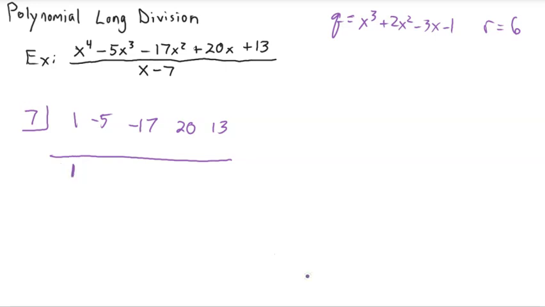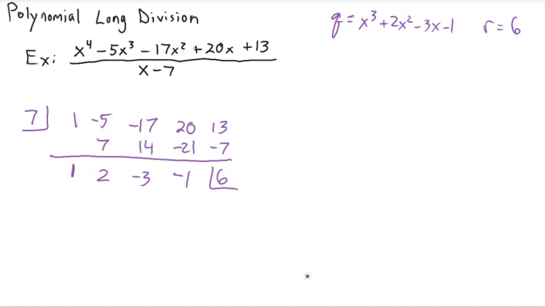1 times 7 is 7. We'll put that under the negative 5. Negative 5 plus 7 is 2. 2 times 7 is 14. 14 plus negative 17 is negative 3. Negative 3 times 7 is negative 21. Negative 21 plus 20 is negative 1. Negative 1 times 7 is negative 7. And negative 7 plus 13 is 6. And that is our remainder. Sure enough, our remainder is 6.